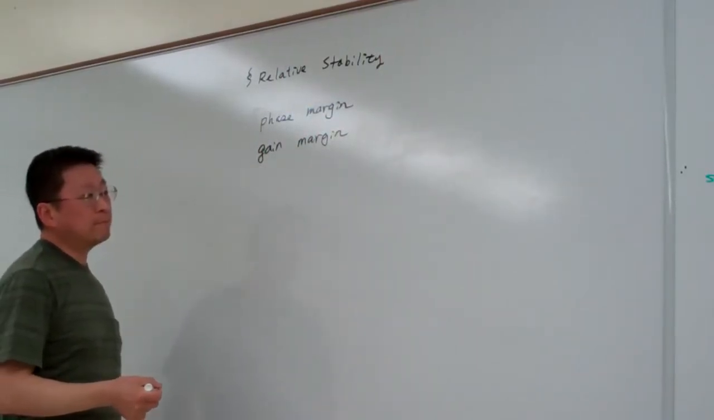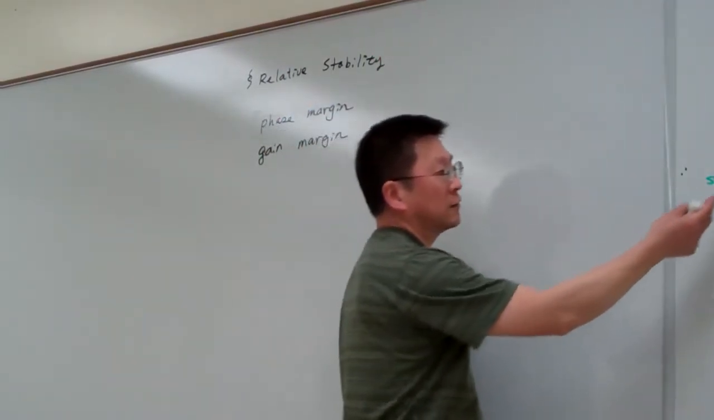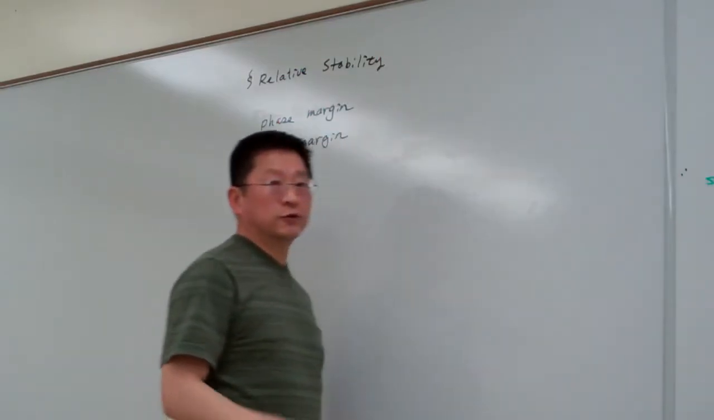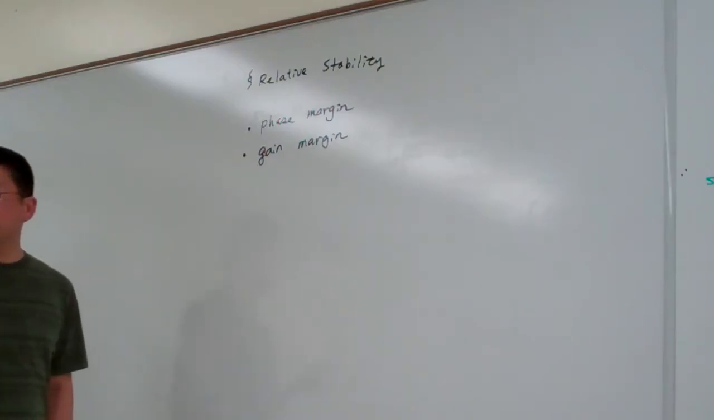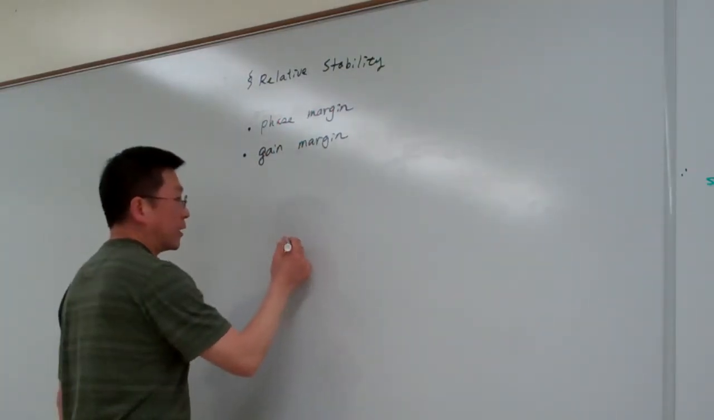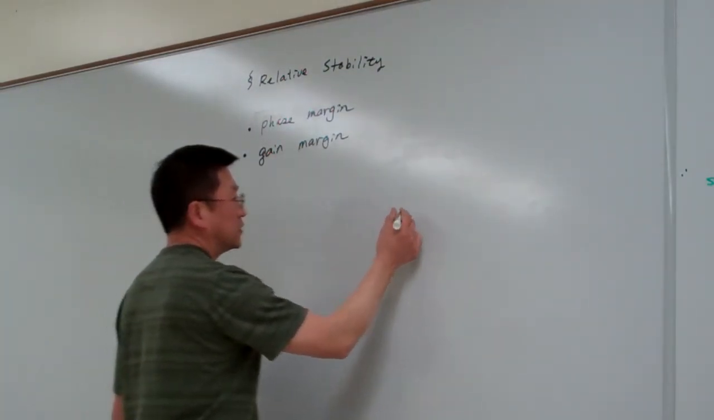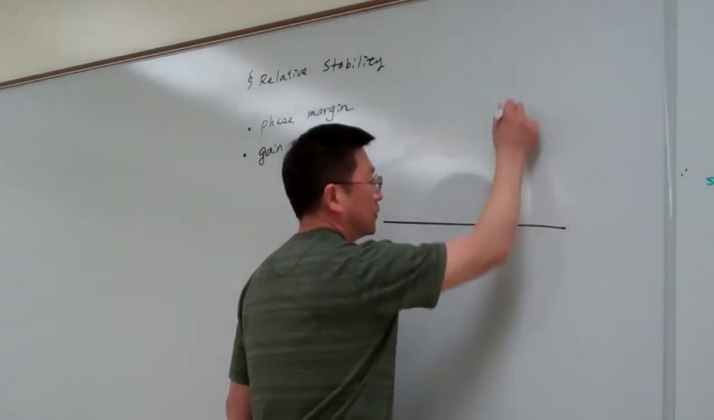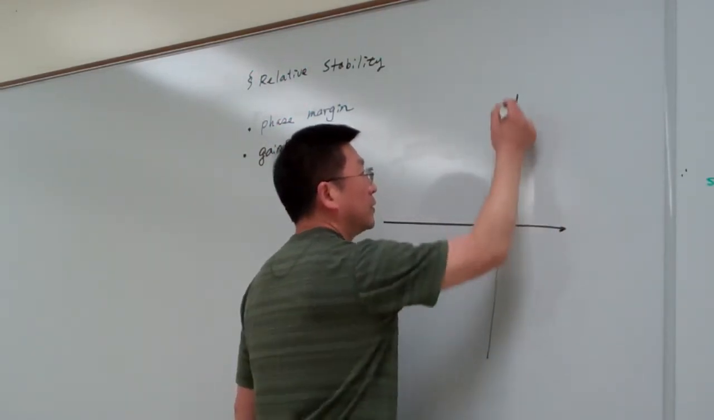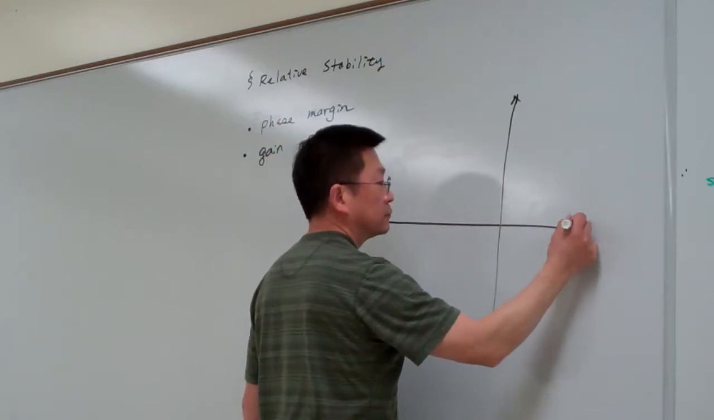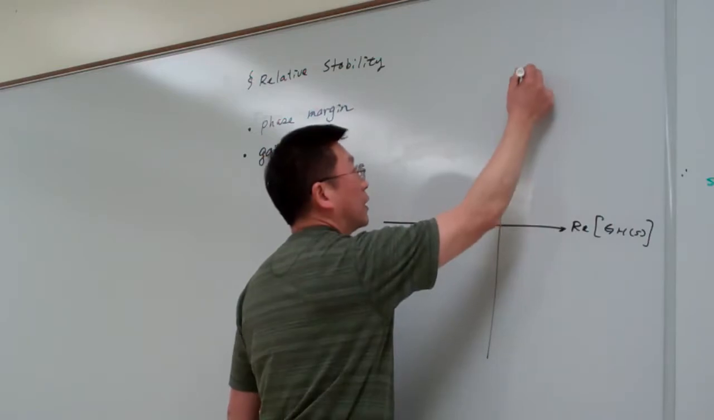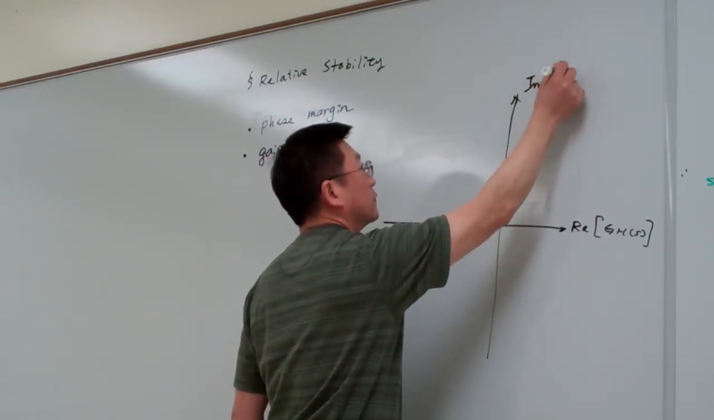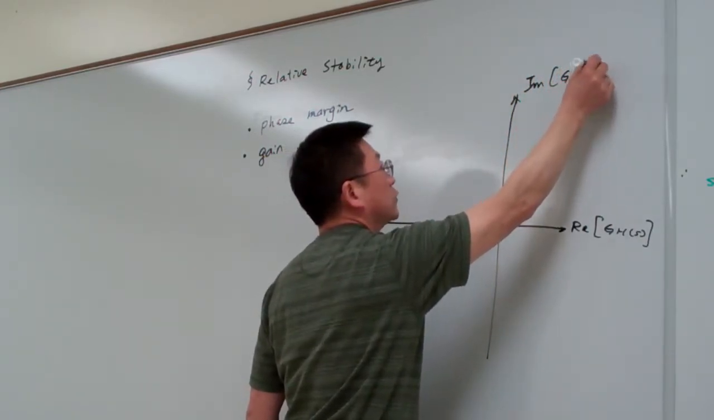Okay, so again, based upon the comparison of the relative stability, we can introduce the two terms. The two terms basically are a measurement of the relative stability, and they are defined by this. Again, we are making a Nyquist plot of a certain open loop system.